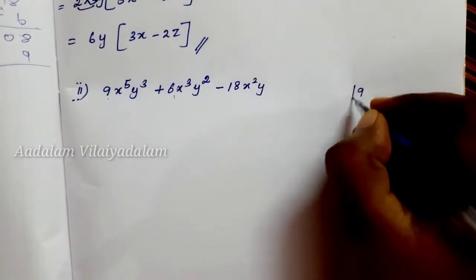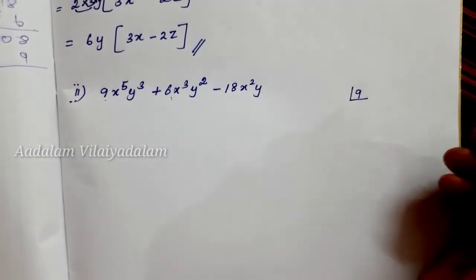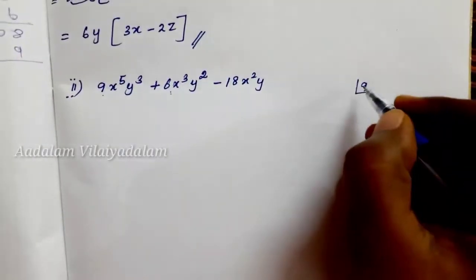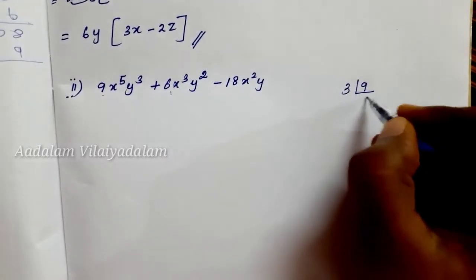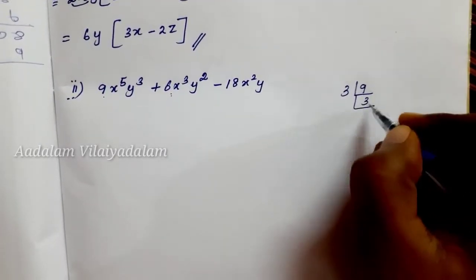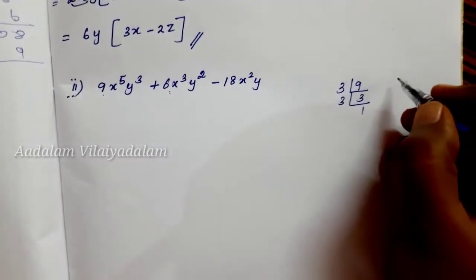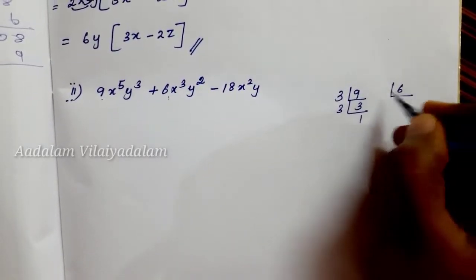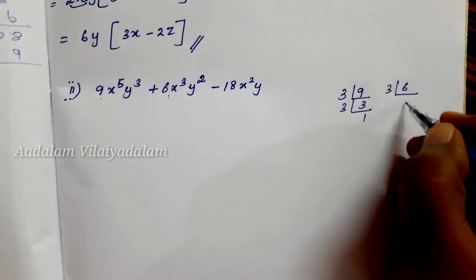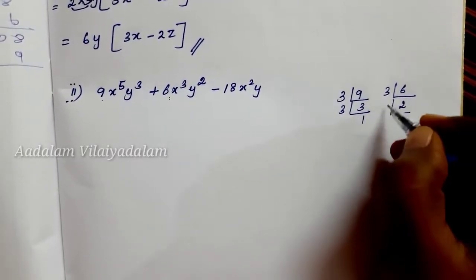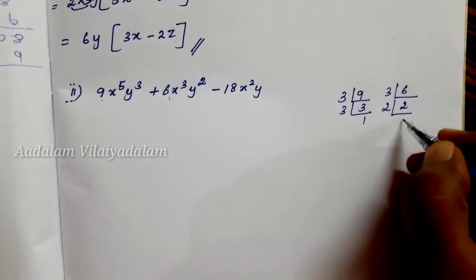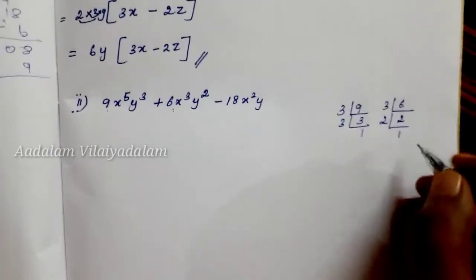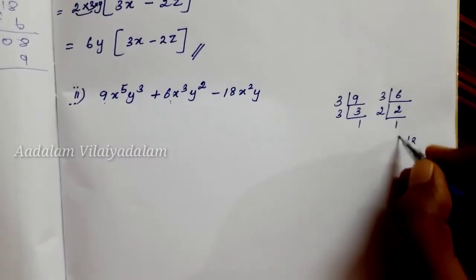So first let us use the LCM method for these coefficients. We can apply the 3 table, 3 3s are 9, and again if we apply we get 1. What about the remaining coefficient, 6? Here if we apply 3 we get 2. Then if we divide this by 2 we get 1. Okay, next we can go for the 18.